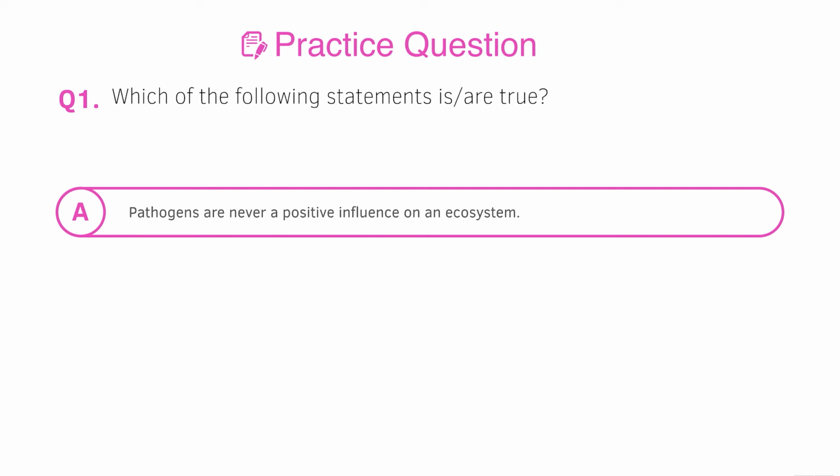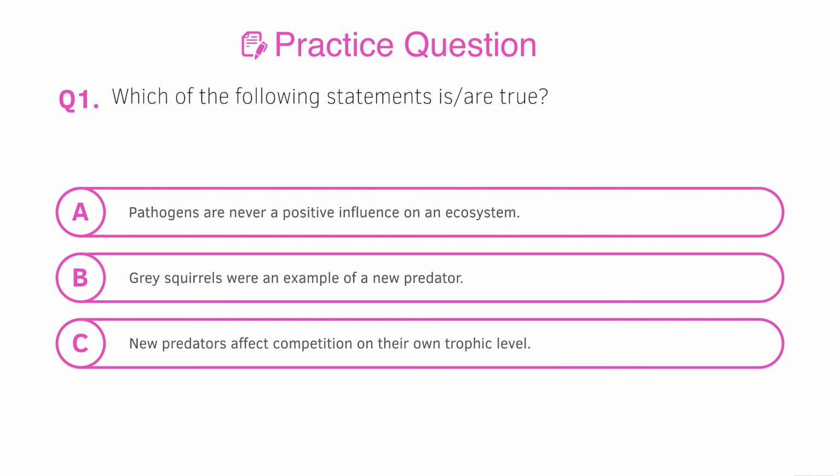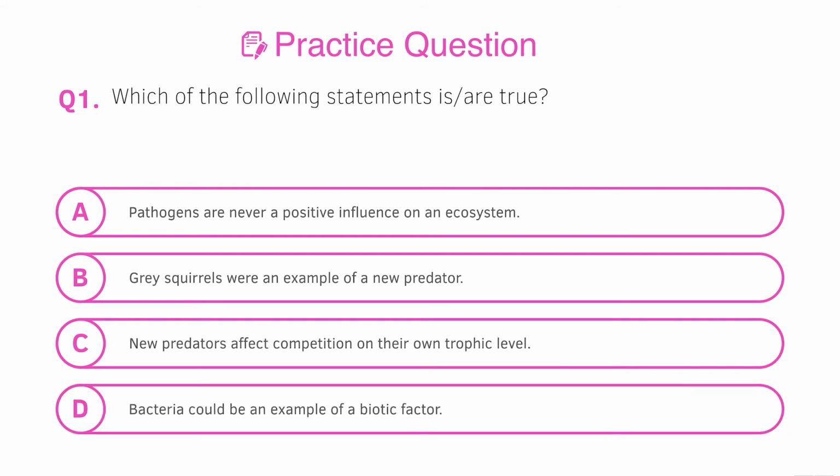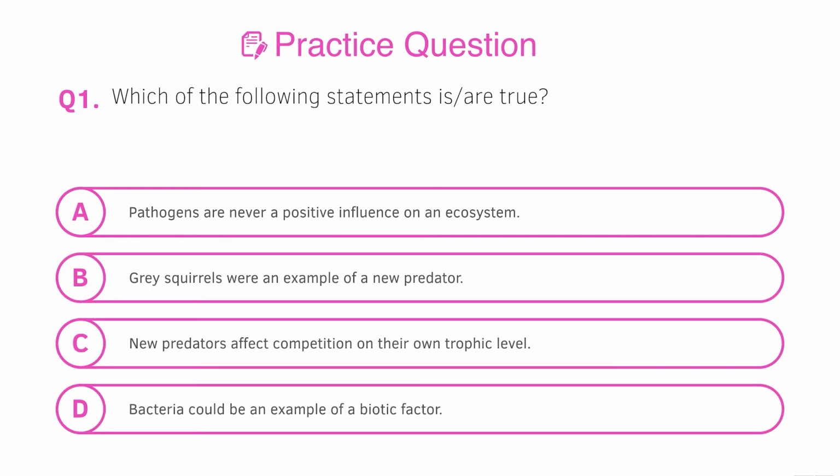So as usual, I'll read through the statements, you can then pause the video, have a go, and we'll go through the answers. So A, pathogens are never a positive influence on an ecosystem. B, grey squirrels were an example of a new predator. C, new predators affect competition on their own trophic level. And D, bacteria could be an example of a biotic factor. So pause the video at this point and we'll go through some answers.